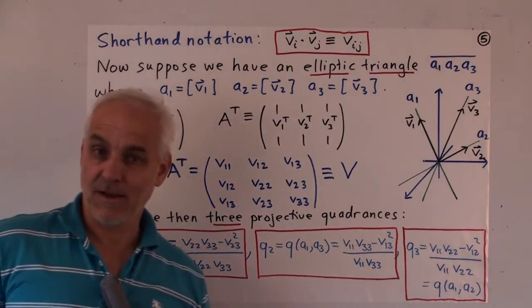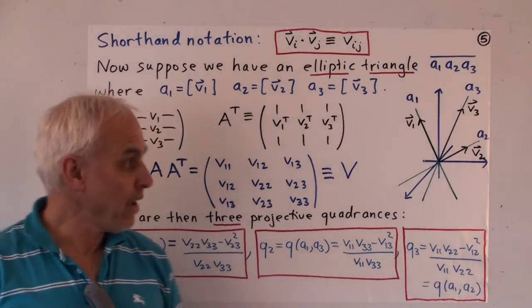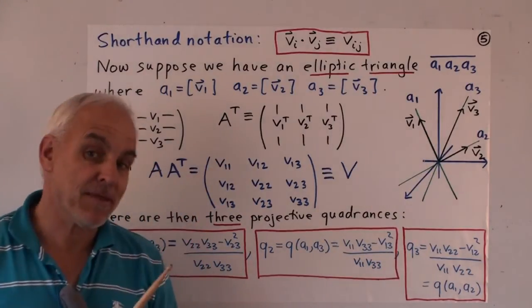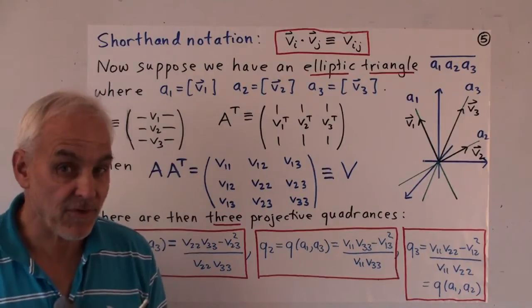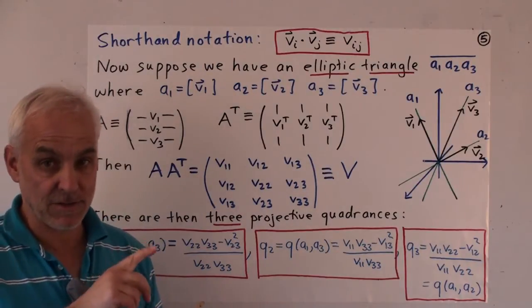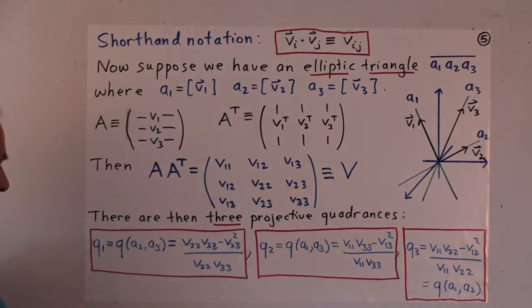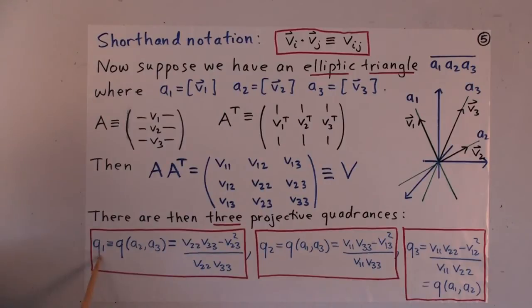All right, what are we interested in with this elliptic triangle? Well, first of all, we're interested in the three separations between the three projective points, the projective quadrances formed by the three pairs of projective points. So we're going to call them Q1, Q2, and Q3. And Q1 is the quadrance between A2 and A3.